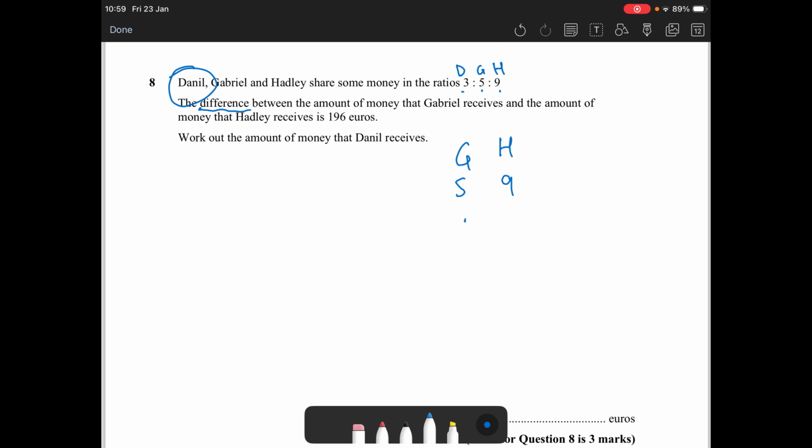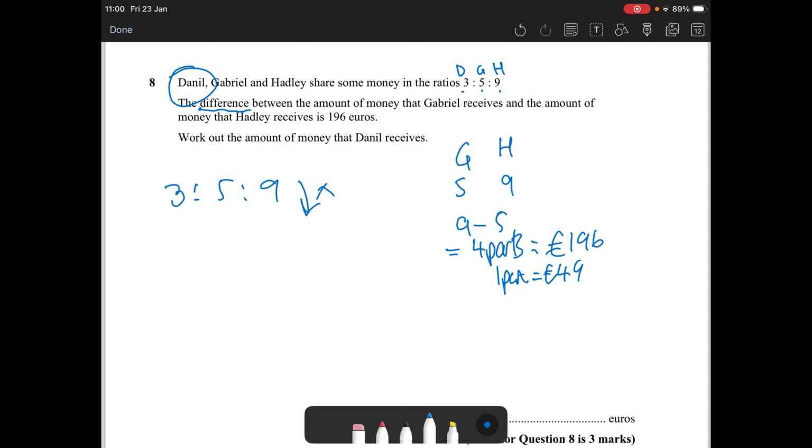So what we're going to do is we're going to take away their parts. So this means 4 parts of my ratio are represented by the amount of 196. So what I can do is I can divide that by 4. So each part of my ratio, 1 part, is exactly 49 euros. So what you can do now is with your ratio 3, 5, and 9, just times them all by 49, and you'll have the total amount each person gets.